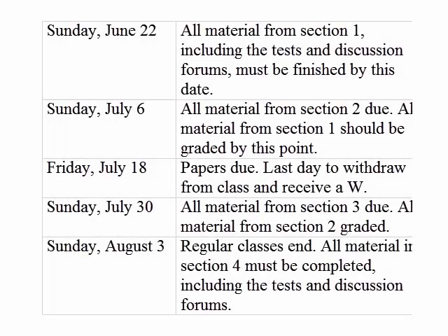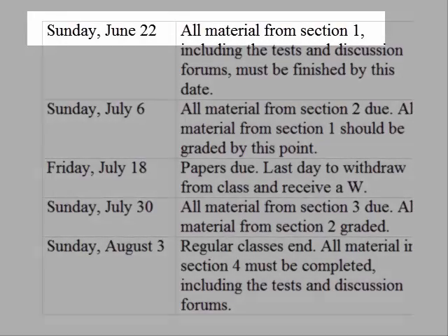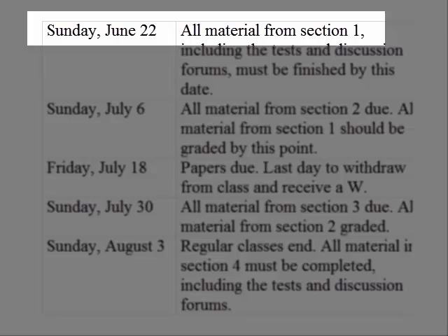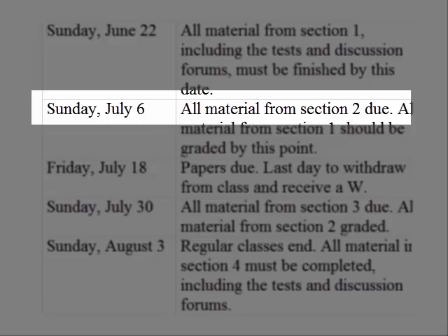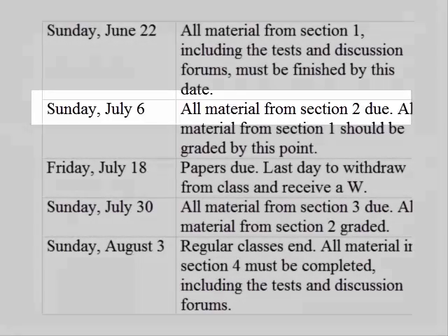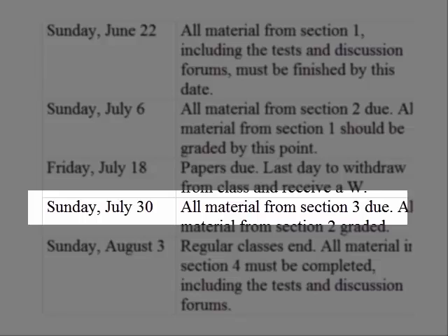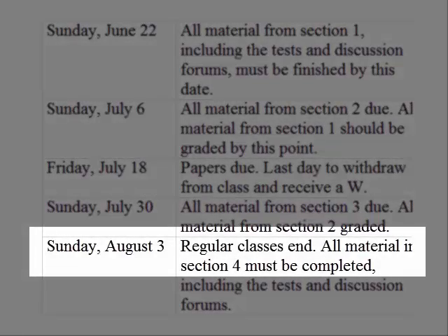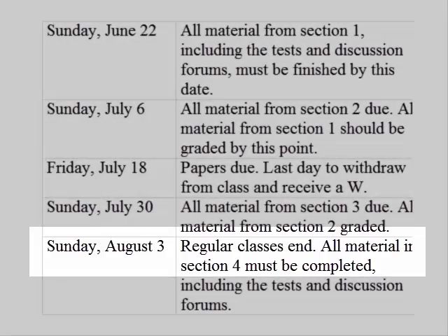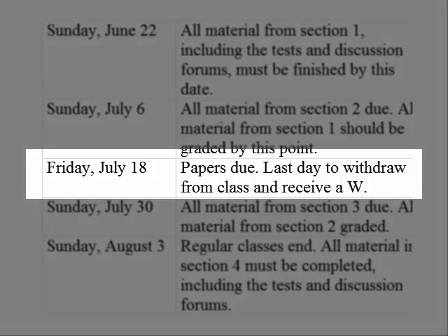In the meantime, you should just note that the material from Section 1 is due Sunday, June 22nd. The material from Section 2 is due Sunday, July 6th. Section 3 is due Sunday, July 30th, and Section 4 is due the last day of the course, Sunday, August 3rd. The paper is due Friday, July 18th.